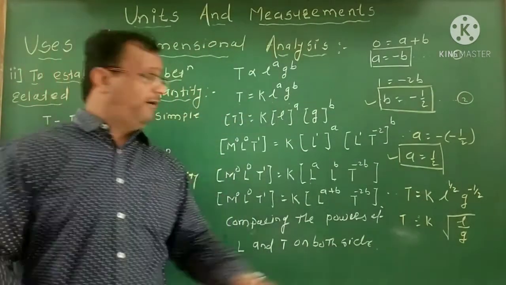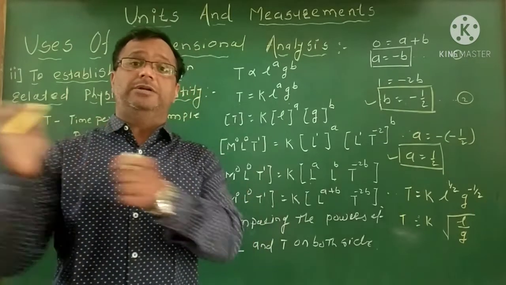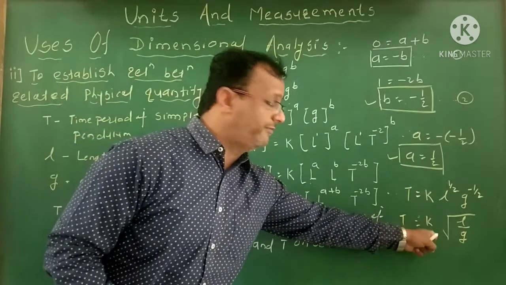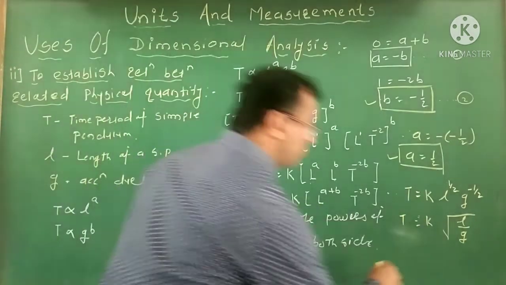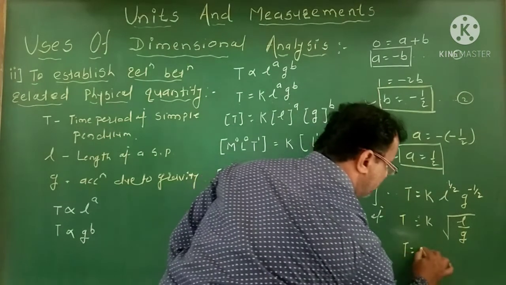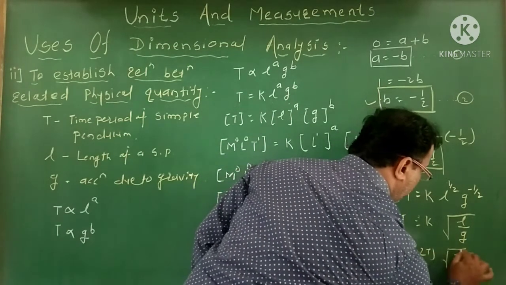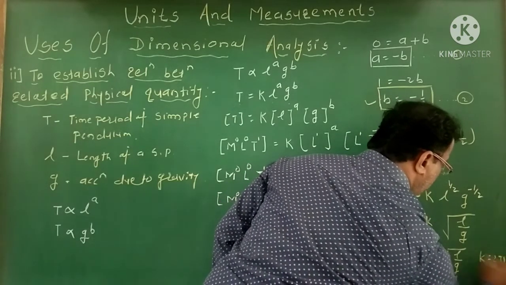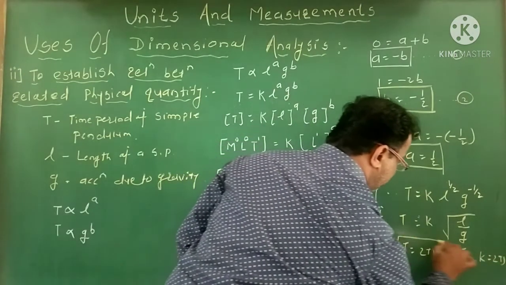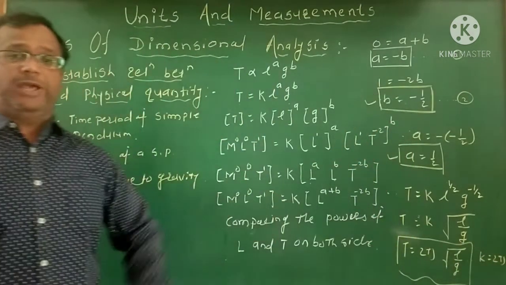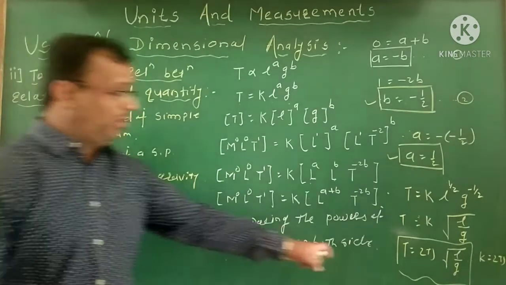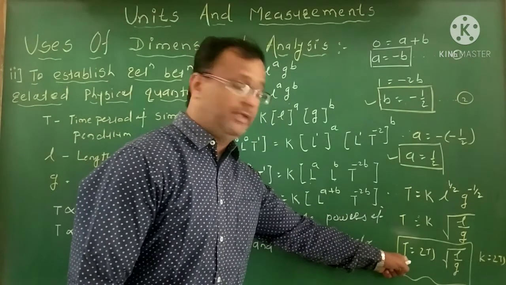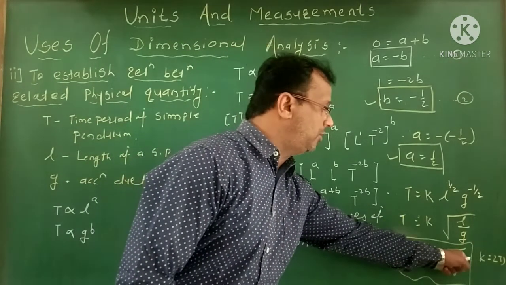And here K is simply a constant. Here we obtain the value of this constant from the number of experiments. Right? Then from the number of experiments, the value of K is simply 2 pi. So the final formula of T is equal to 2 pi into the under root of L upon g. Here we get K equal to 2 pi from the number of experiments. Right? So the exact relationship between T and L and g is T equal to 2 pi into the under root of L upon g.